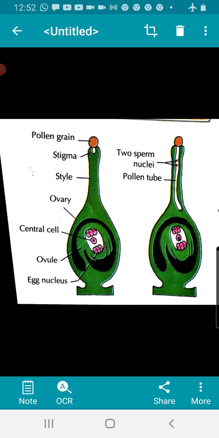So after fusion, otherwise after fertilization, what happens? The zygote is formed. The zygote develops into an embryo. So after formation of the embryo, the ovary enlarges to form the fruit.